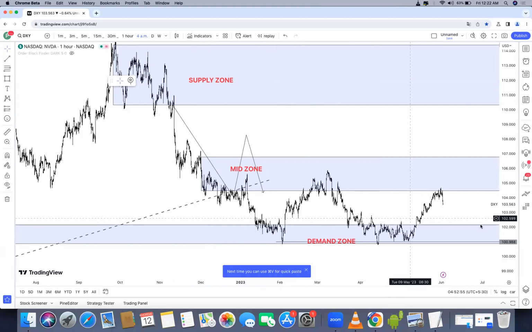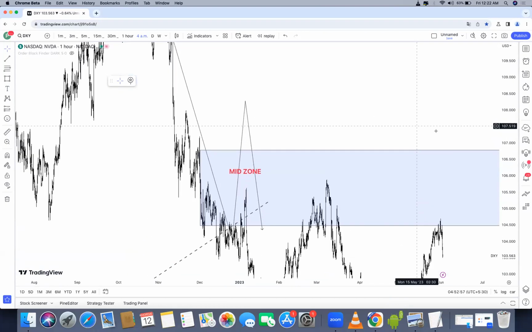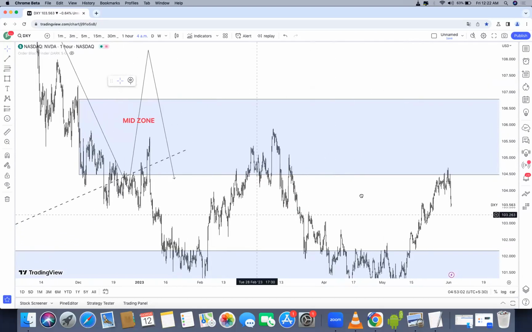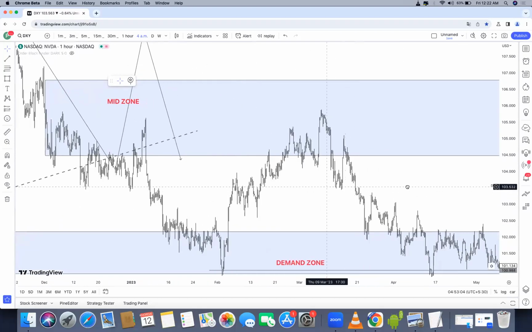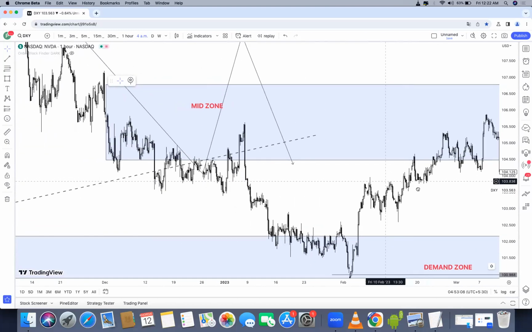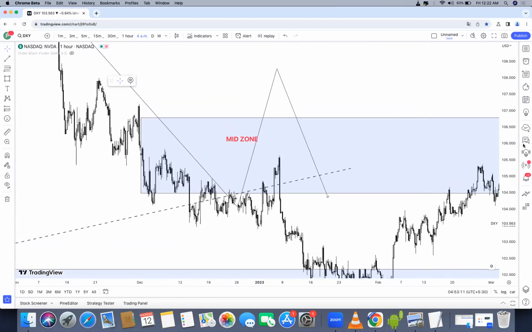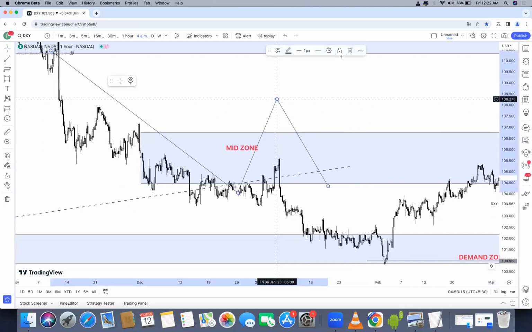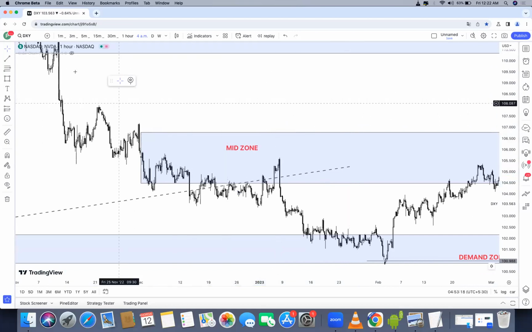Here is another supply zone, because we had a base around this area before the price moved downwards. So let's look for that base. Where is the base? As you can see, the price coming down from here ranged around this side, then made another drop. So within this area, let me close this zone.